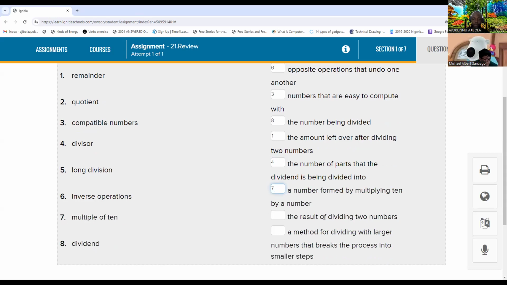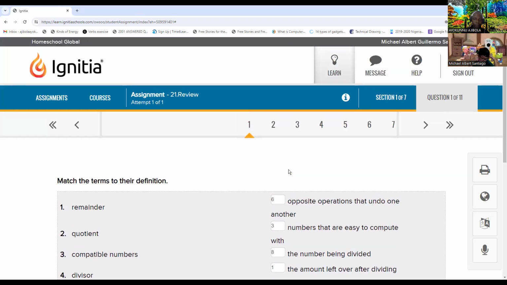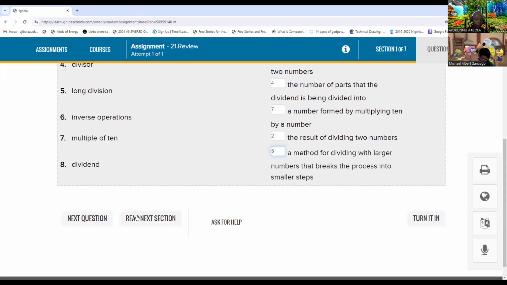Then the result of dividing two numbers is the quotient, okay? Quotient is number 2. Then long division is this one, which is number 5. Is that clear? Okay. Good. Next question.